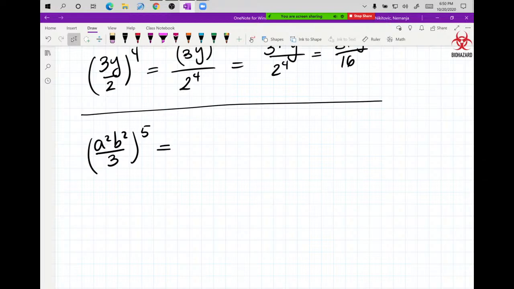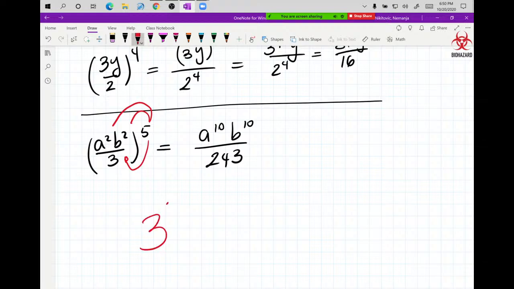Is that A to the 10th, B to the 10th over 243? Yes. Very good. So 5 will be distributed, and will be going to each one of these. And 2 times 5 is 10. 2 times 5 is 10.